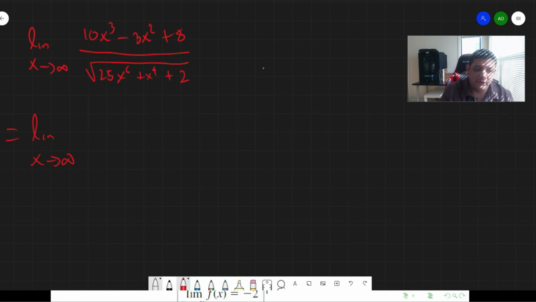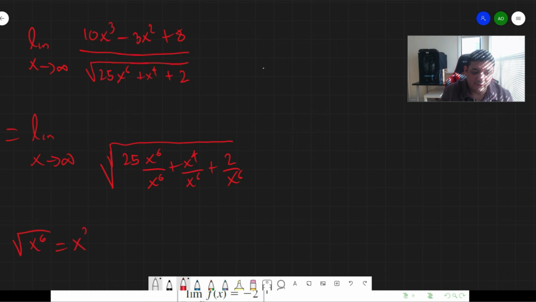So the denominator here seems to have an x to the 6, and we want to get rid of that x to the 6. So we use 25x to the 6 over x to the 6 plus x to the 4 over x to the 6 plus 2 over x to the 6. But now we have to remember that we're not really dividing by x to the 6, but by the square root of x to the 6. And since this is the square root of x to the 6, this is just x to the 3. So in reality, we're dividing by x to the 3.